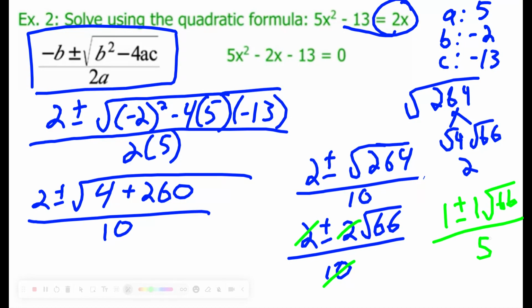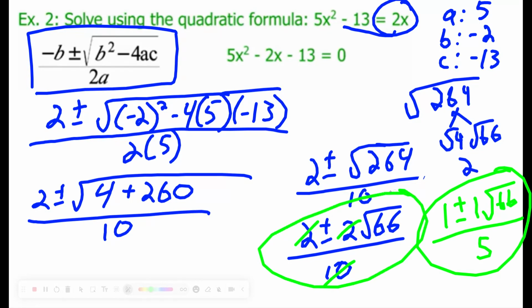All the terms have to have something in common if I want to simplify a radical. Here there are two solutions because it's plus or minus. We have 1 plus root 66 over 5. I would accept this answer as well: 2 plus or minus 2 root 66 over 10. This is okay. I would like to see it more simplified than that.